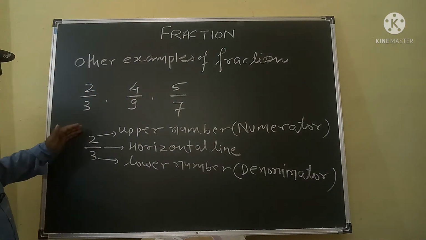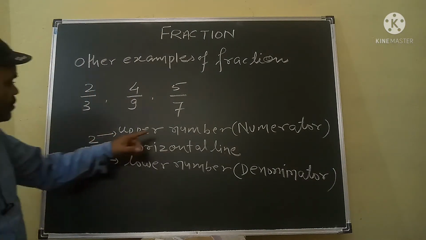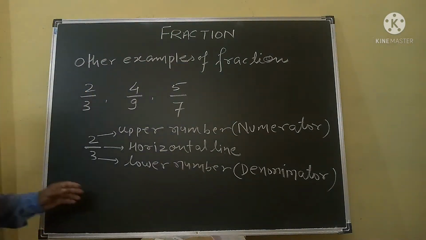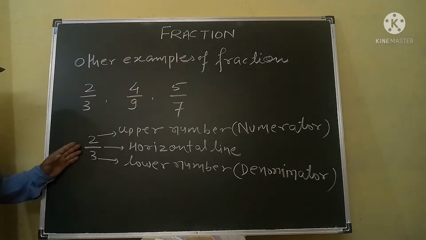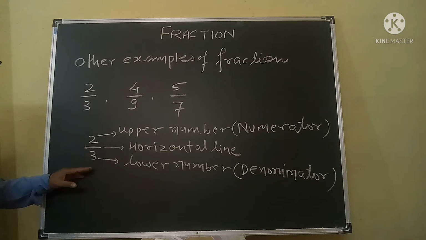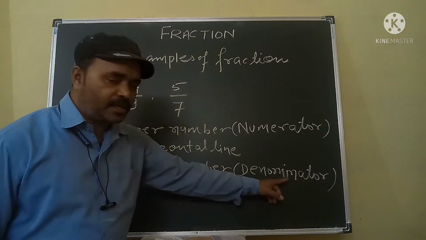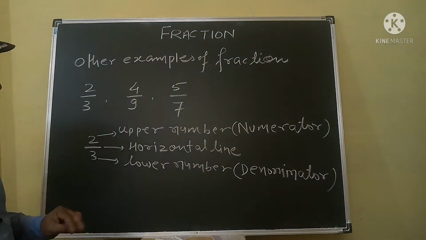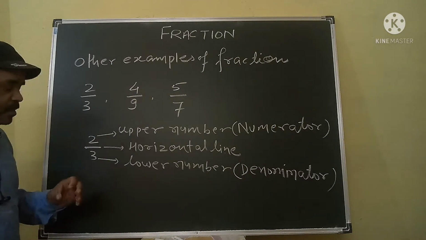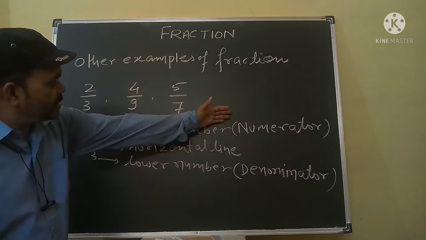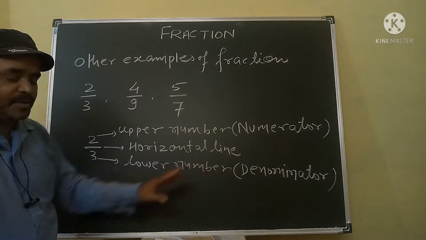Which number is in the upper part of the horizontal line? That is called the numerator. And which number is in the lower part of the horizontal line? That number is called the denominator. So my dear students, one fraction has a numerator and a denominator.